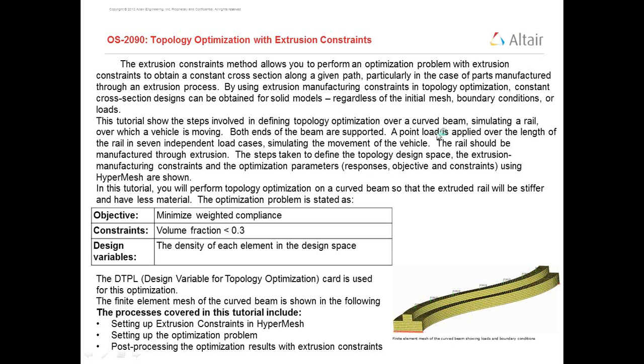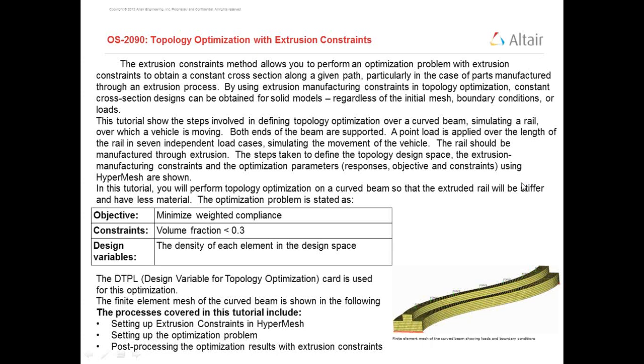So now we will start with the next tutorial, that is topology optimization with extrusion constraints. The extrusion constraints method allows you to perform an optimization problem with extrusion constraints to obtain a constant cross section along a given path, particularly in the case of parts manufactured through an extrusion process. By using extrusion manufacturing constraint in topology optimization, constant cross-section designs can be obtained for solid models regardless of initial mesh, boundary conditions or loads.